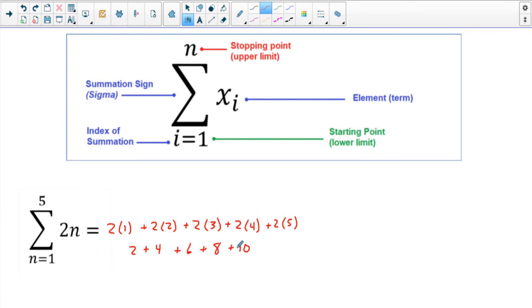So these are what I'm adding together. 2 plus 4 plus 6 plus 8 plus 10. Adding all of these up, that's going to give me 30. All right, and that's really it. That's my answer. I just need to add all these terms starting with 1 and ending at 5.